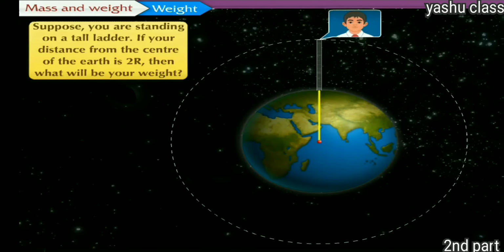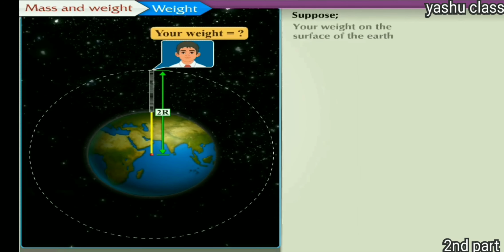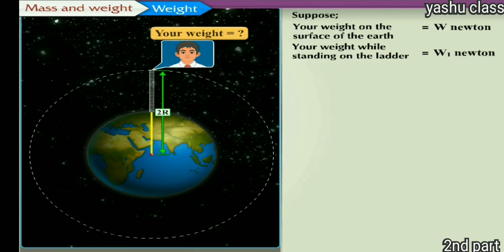Suppose you are standing on a tall ladder. If your distance from the center of the Earth is 2r, then what will be your weight? Come, let us find this out. Suppose your weight on the surface of the Earth is W newton and your weight while standing on the ladder is W1 newton. Here, W is equal to m into g.